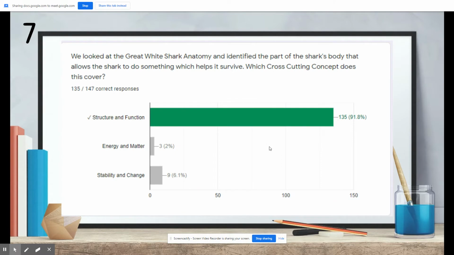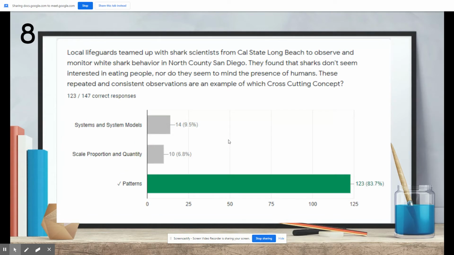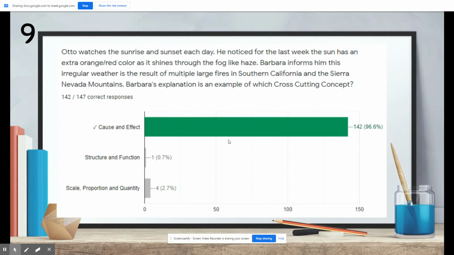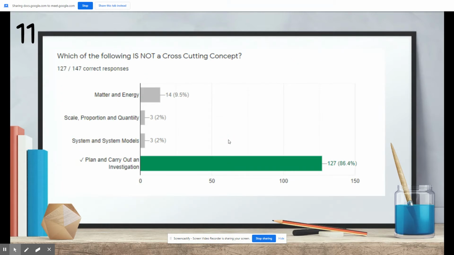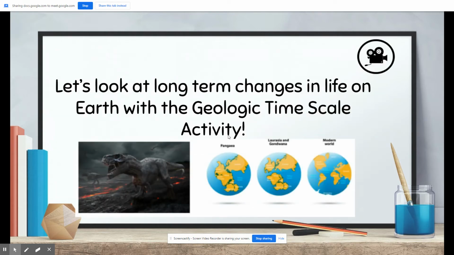So here are the slides that show how all five of my classes did. This is out of 147 students. And we did pretty well. Every class averaged around 89%. So if you're curious to see how you did compared to everyone else, see which answers maybe you got wrong and see why, you can go through these slides.